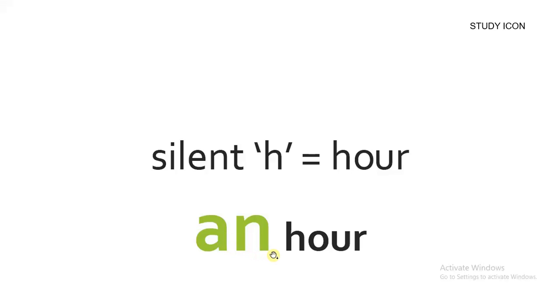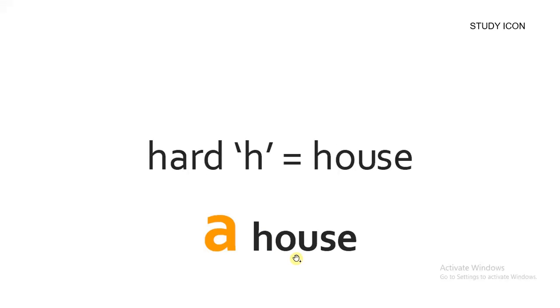If the sound is like a vowel, then we will use an. If the sound is like a consonant, then we will use a. So this is the main rule. Hard H, house. Here you can listen to me, house. It starts with the 'ha' sound like H. That's why we are using a here.